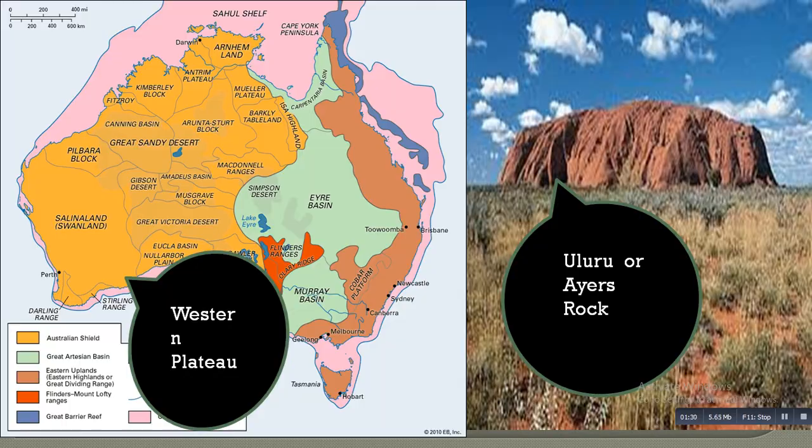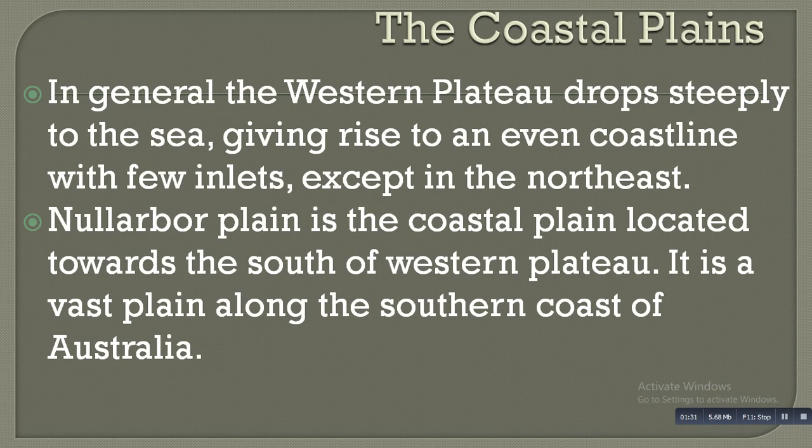Next physical feature, the coastal plains. In general, the Western Plateau drops steeply to the sea, giving rise to an even coastline with few inlets except in the northeast. Here the sea is shallower and there are good harbours, Darwin, Wyndham and Derby.